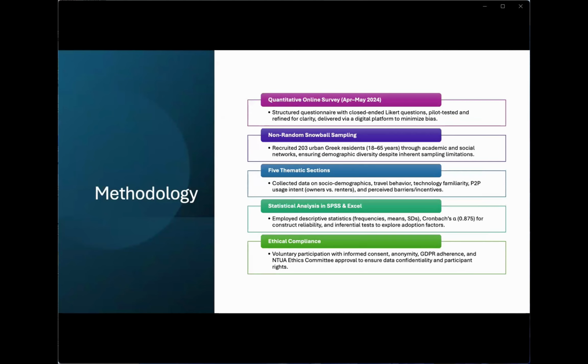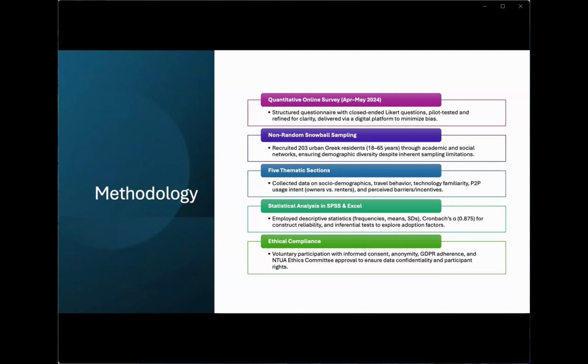Regarding the methodology, we use a structured questionnaire with closed-ended Likert questions, pilot-tested and refined for clarity, then delivered via a digital platform to minimize bias. We recruited 203 urban Greek residents between 18 and 65 years through academic and social networks, ensuring demographic diversity despite inherent sampling limitations. We collected data on socio-demographics, travel behavior, technology familiarity, peer-to-peer usage intent, both as owners and renters, and perceived barriers and incentives.